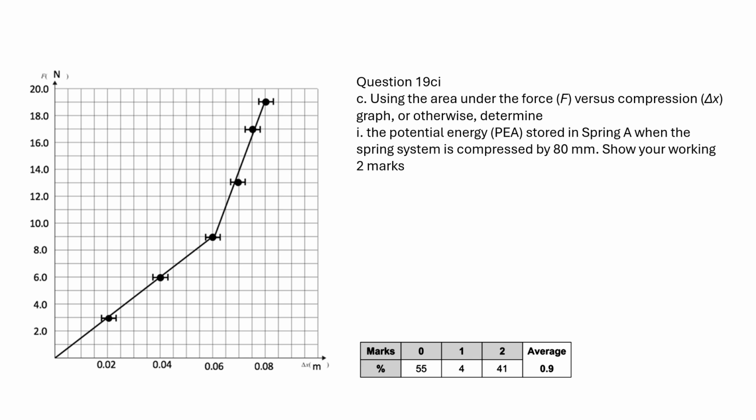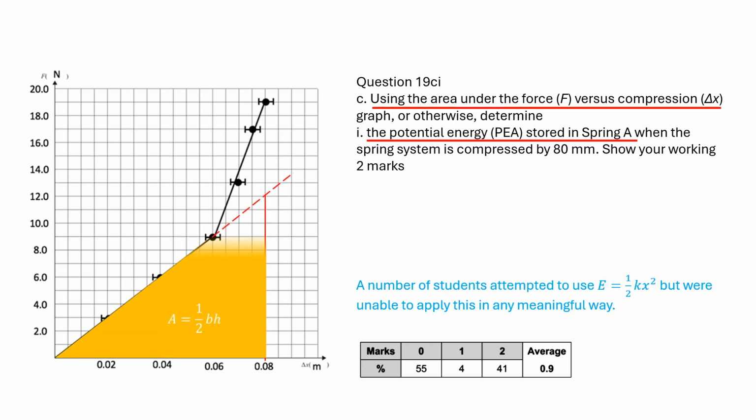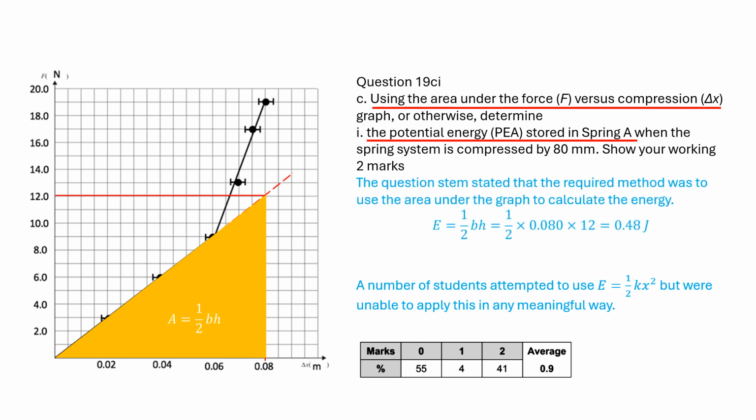The keywords are using the area under the force versus compression graph. So don't use the spring potential energy equation to calculate the PE of spring A. To calculate the PE of spring A, we should extend the line of spring A. This line with the x-axis and vertical line form a triangle. Please find the base and height length and then calculate the triangle's area.